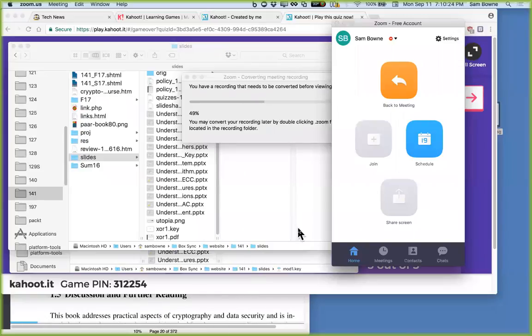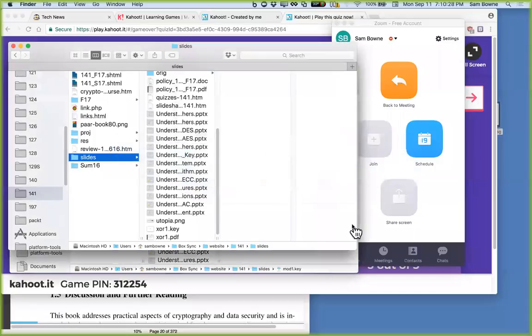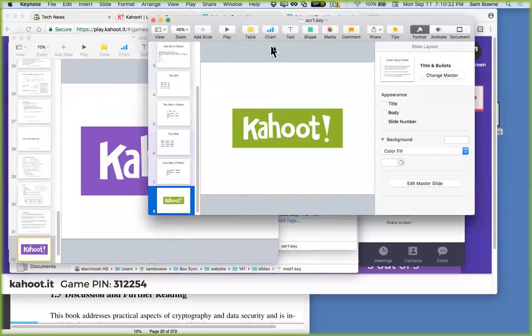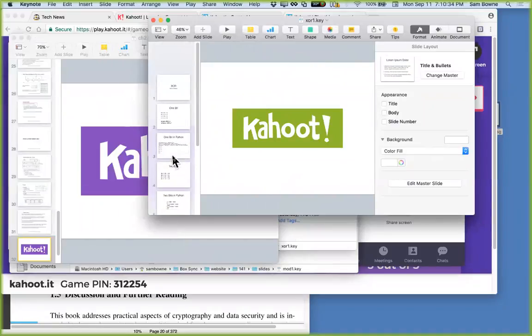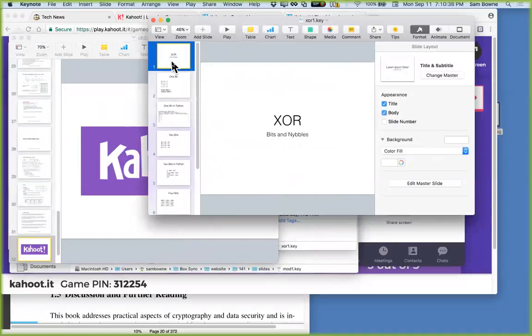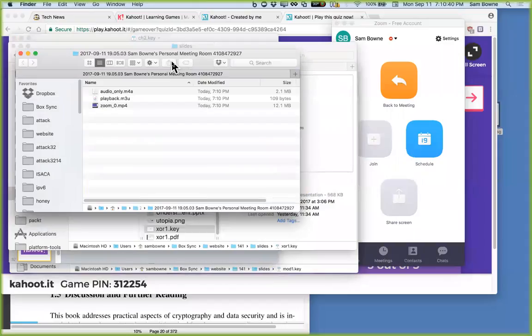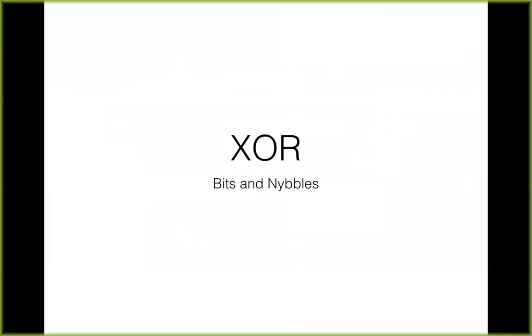Okay, so now we have another one, and here come the participants. Good. So now I can start the XOR. Okay. And here it is, the joy of XOR. All right. And that thing is trying to tell me that it's done processing something, which I don't care about right now.